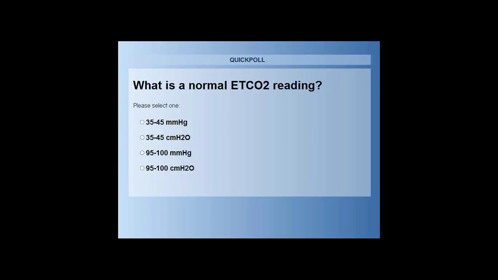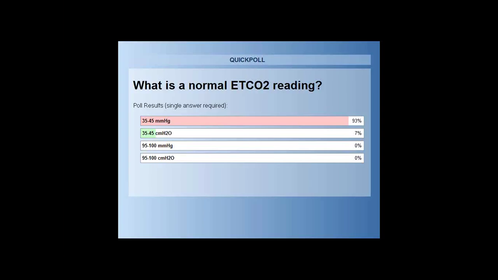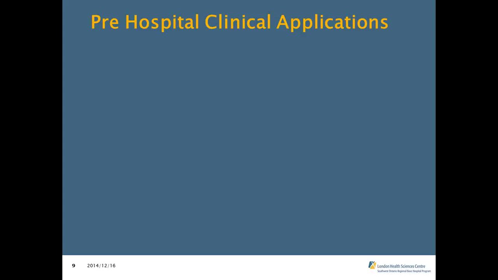All right, and we are looking at 93% saying option A, 35 to 45 millimeters of mercury. Well done, guys. Yeah, that's correct. So the numbers between 35 and 45, and the unit that we're measuring is millimeters of mercury.